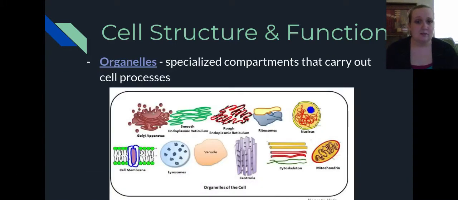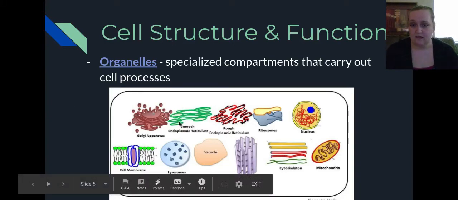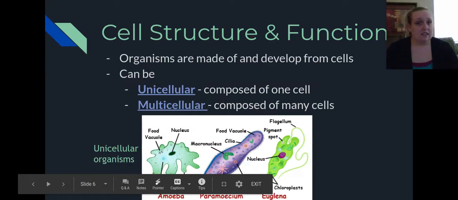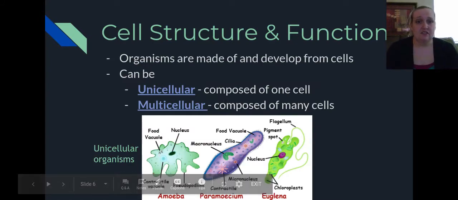Organelles. Organelles are specialized compartments that carry out cell processes. This is something that we'll talk about in about a month and a half, depending on how fast we can go through this. But we'll learn the different organelles and we'll learn the functions and the importance of each one. Okay, organisms are made of and develop from cells.